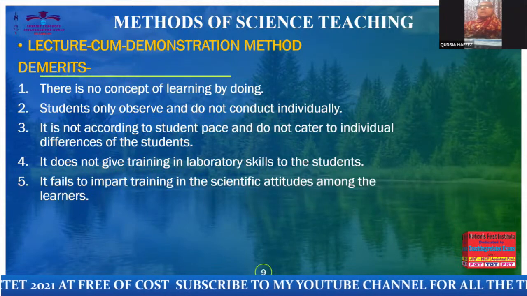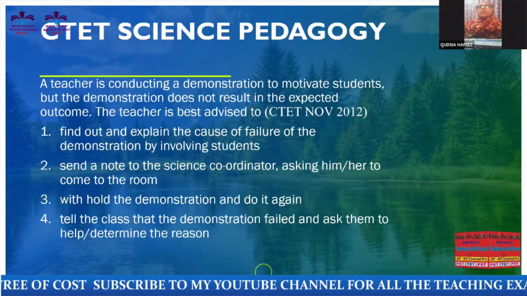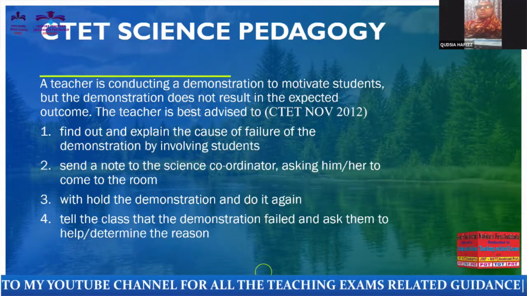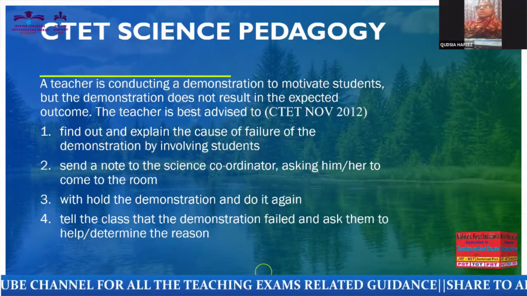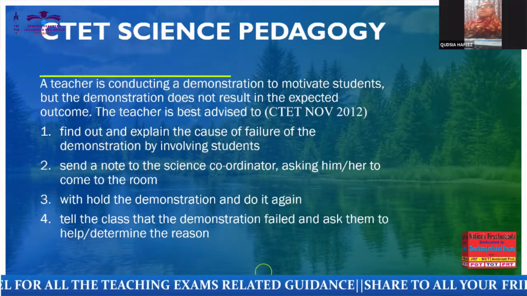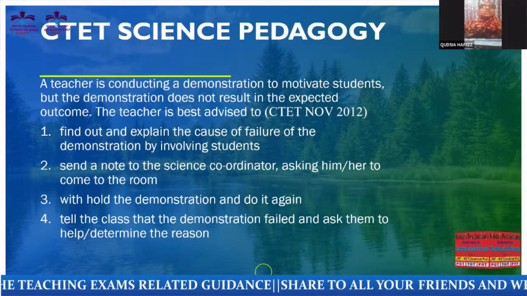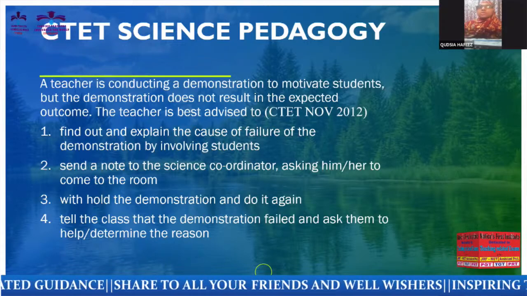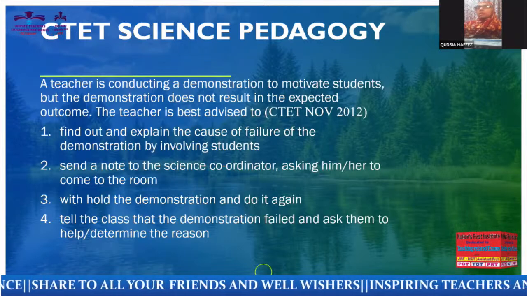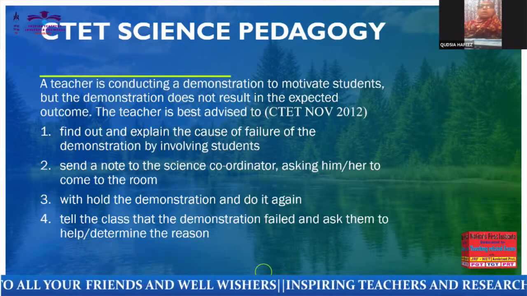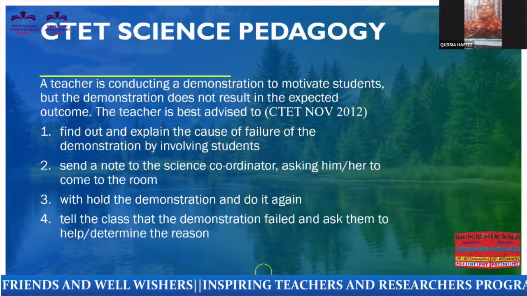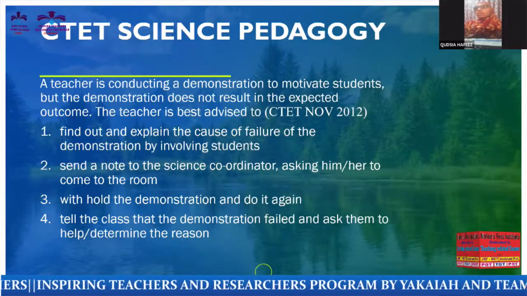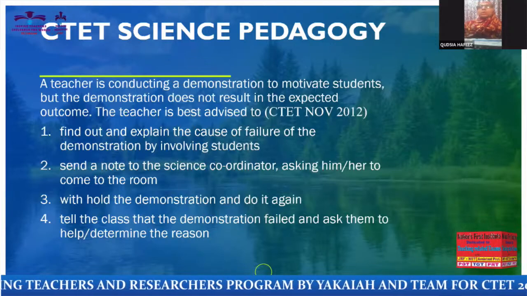A teacher is conducting a demonstration to motivate students, but the demonstration does not result in the expected outcome. So the teacher is best advised to, so there are the options here, and this question came up in the year 2012, CTET November. The teacher is best advised to find out and explain the cause of failure of the demonstration by involving students, send a note to the science coordinator asking him or her to come to the room, or withhold the demonstration and do it again, or tell the class that the demonstration failed and ask them to help determine the reason. So what is the best option out of these?